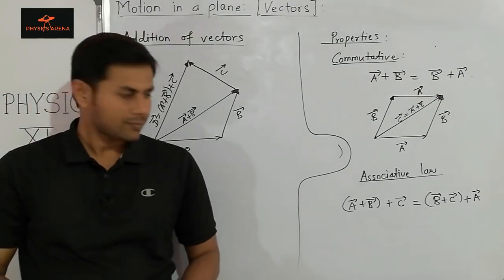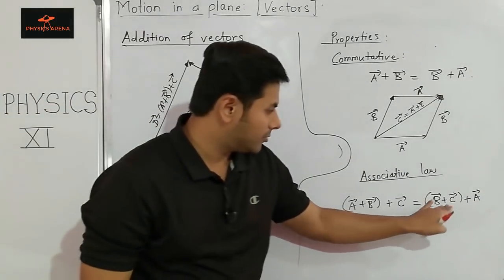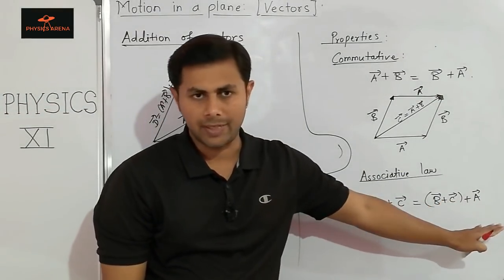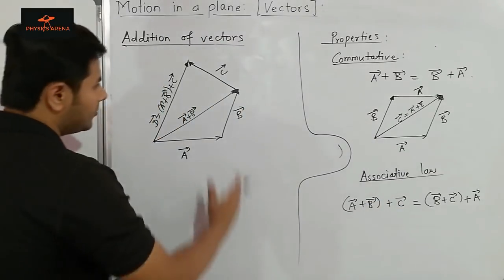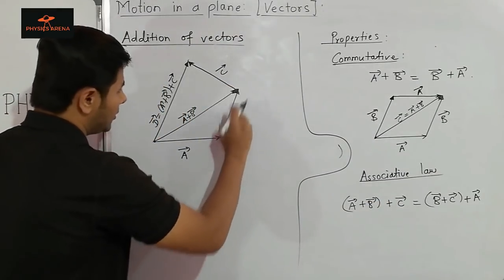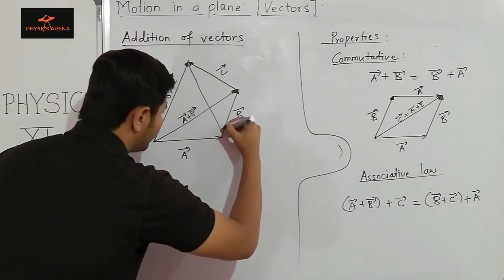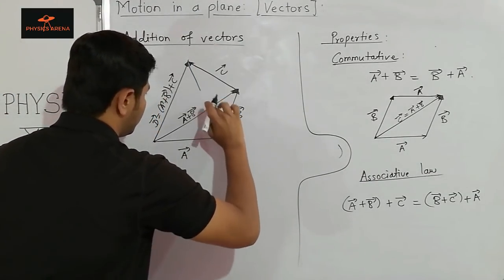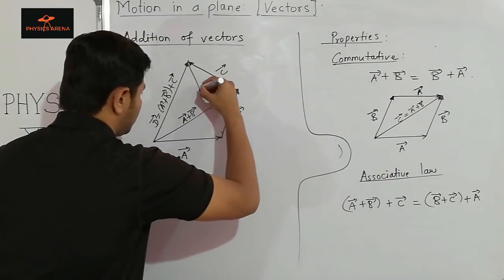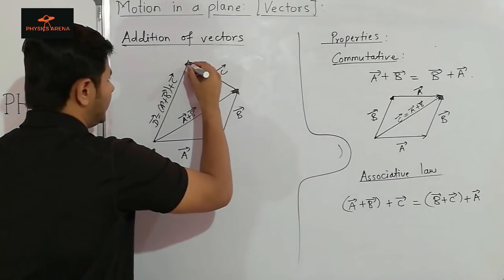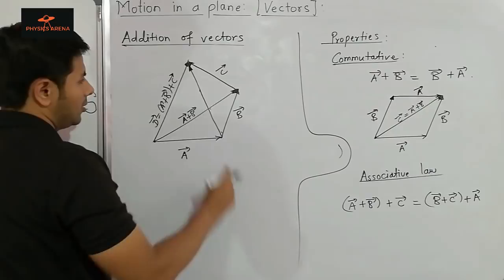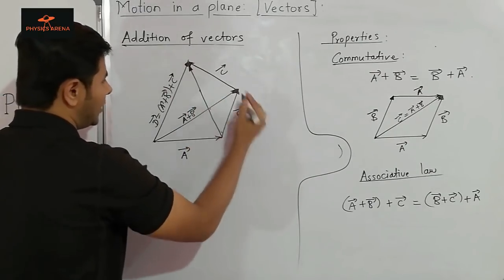Then, now what we have to do is, we have to add b bar and c bar. So let's add b bar and c bar. The resultant of these two will be this vector. This will be b bar plus c bar.